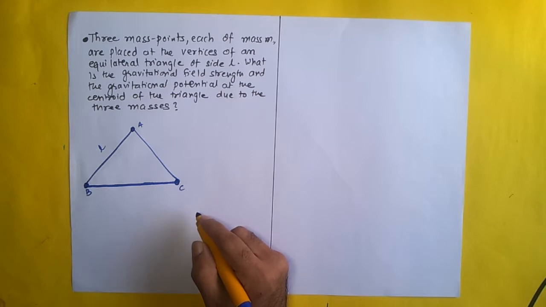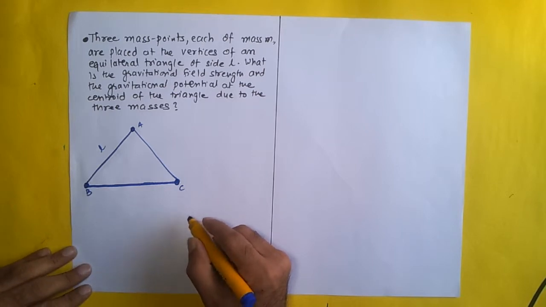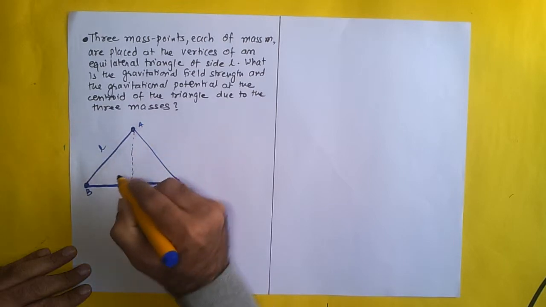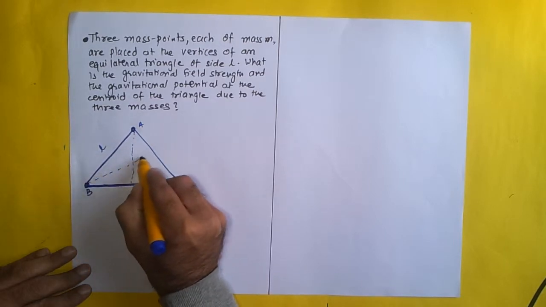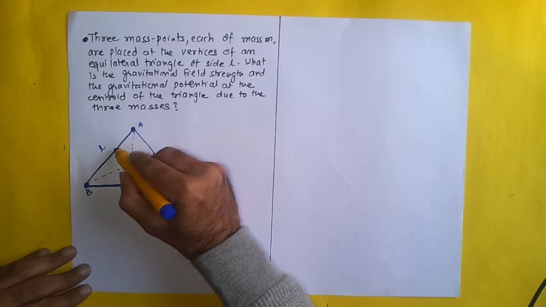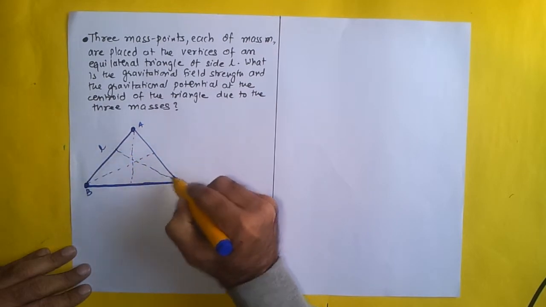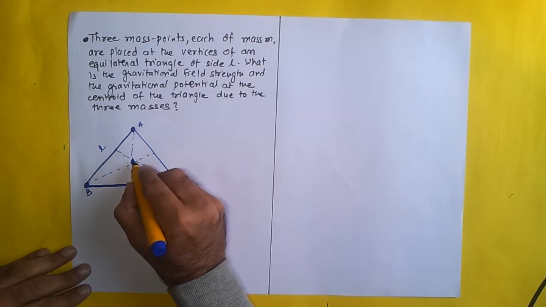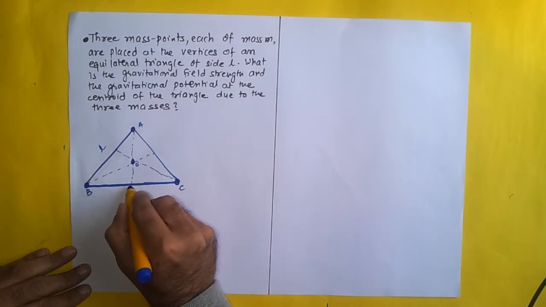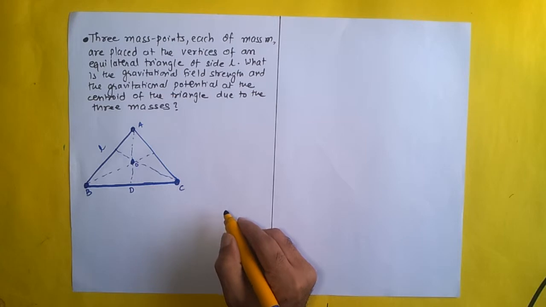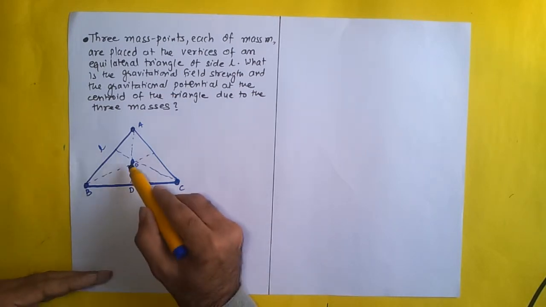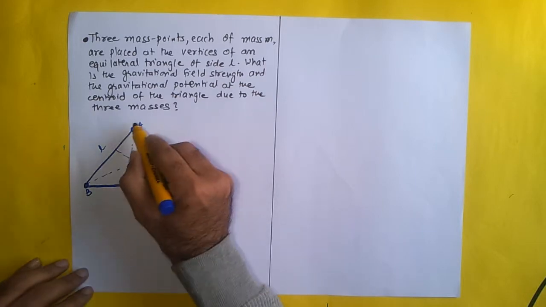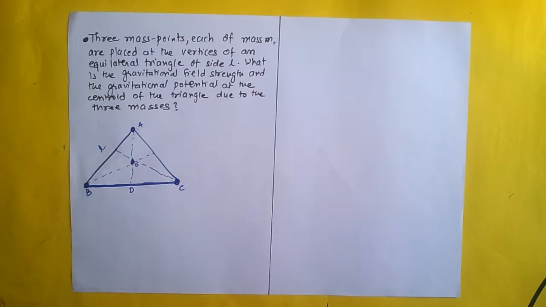So I will now indicate the centroid of the triangle. I will try to get the centroid of the triangle. So this is the centroid, approximately the centroid of the triangle. We will denote this by O. Let us call this point D. The objective is to find out the gravitational field strength here and the gravitational potential. And the mass of each of these particles is m.